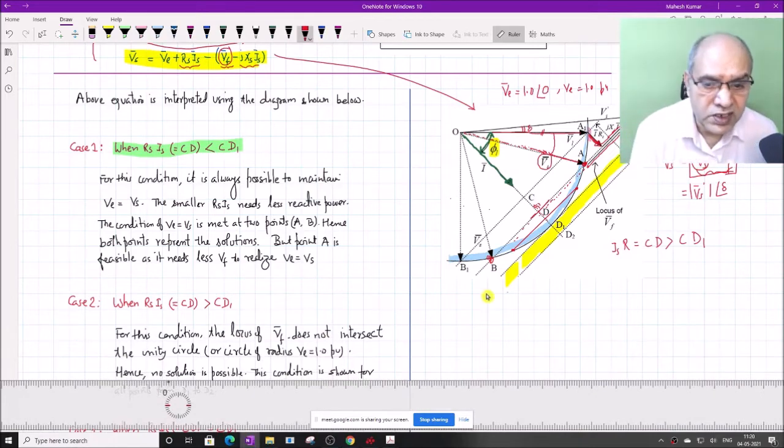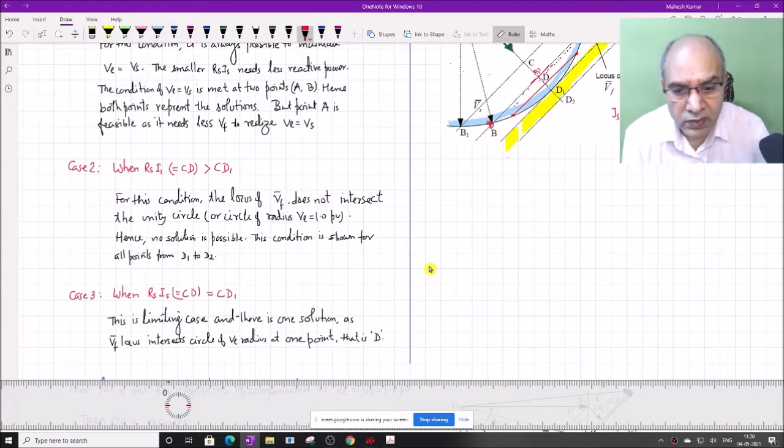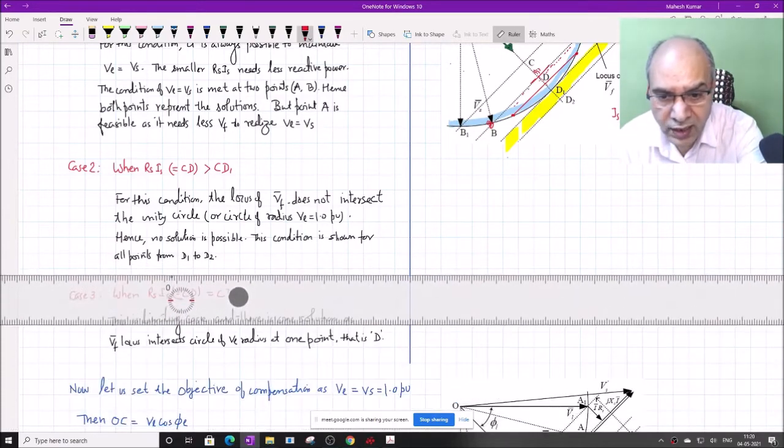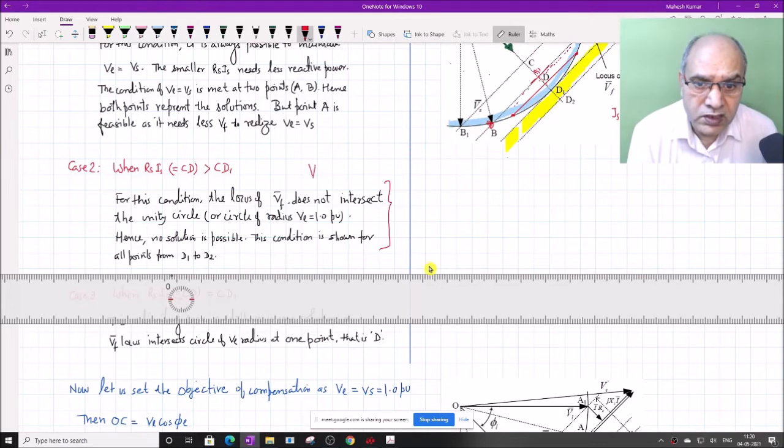DVR cannot compensate the voltage VL equal to VS without the active power support. This is important. I am saying this is not possible without active power support. If you supply the active power, it will compensate. But without support of active power, this scheme will not work. Hence, it is not possible to meet VL equal to VS for this.